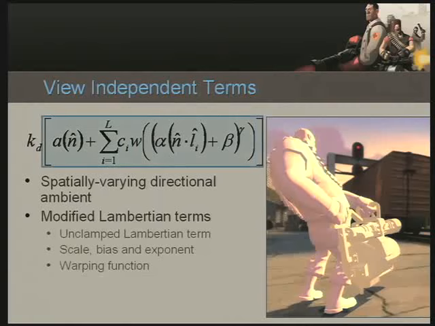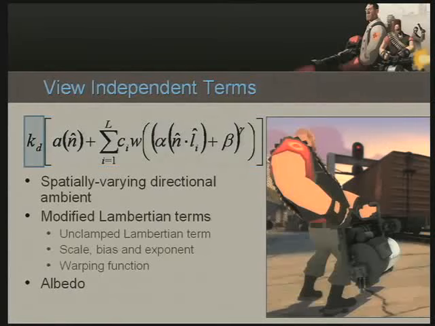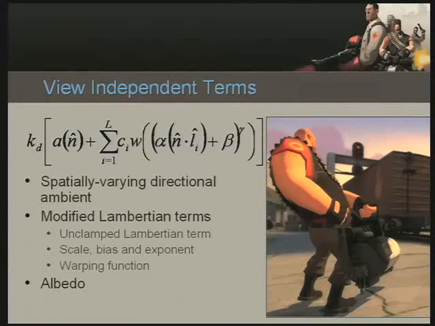So summing those together, we get our bounced light from the ambient term in there. Of course, we have our base map albedo that's painted by our artists, and we can modulate that all together, and we get our diffuse lighting.